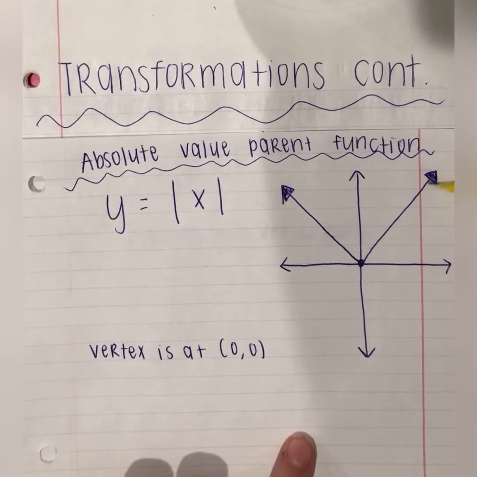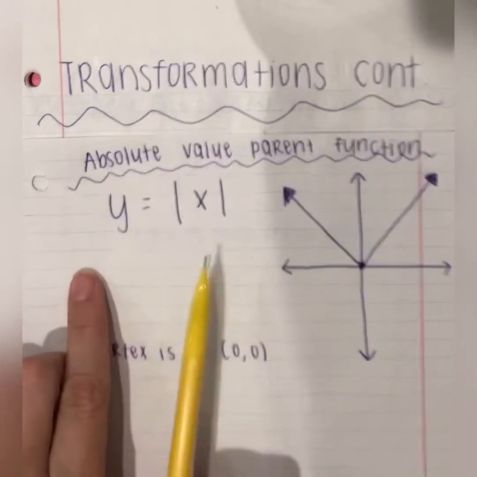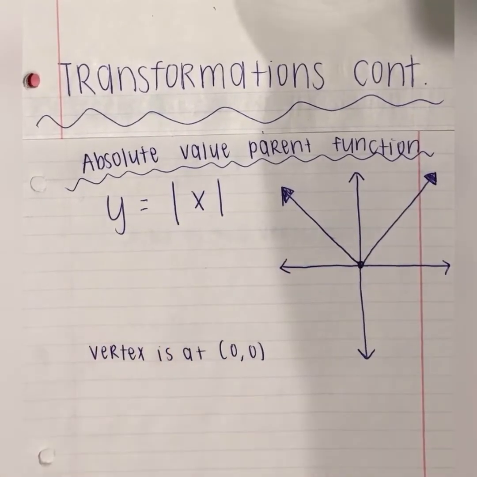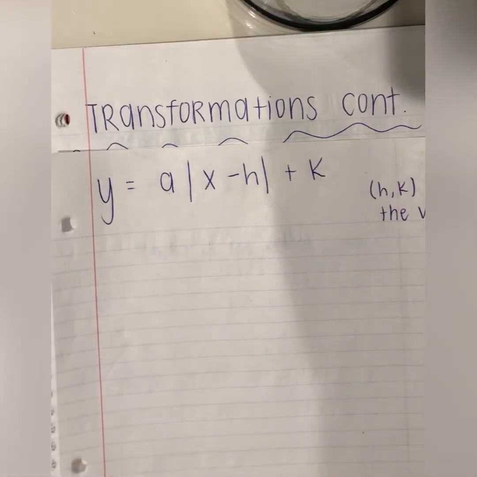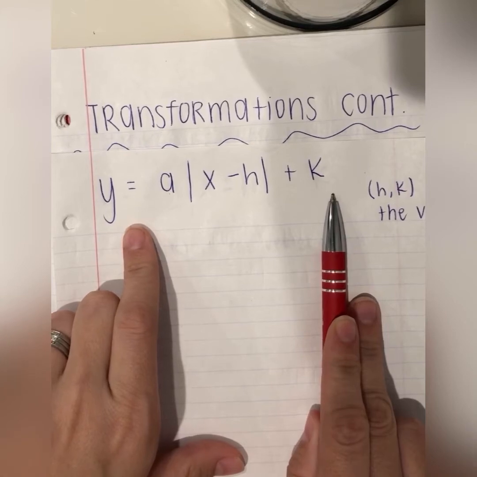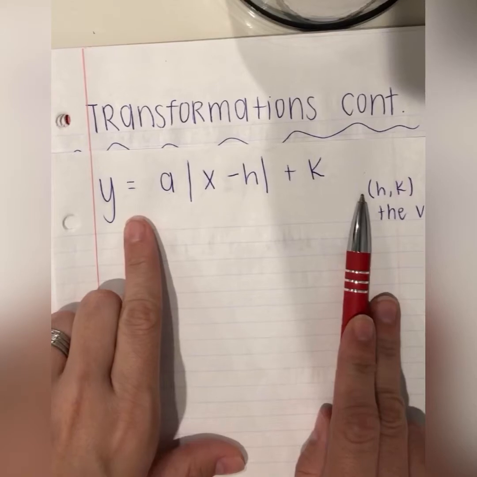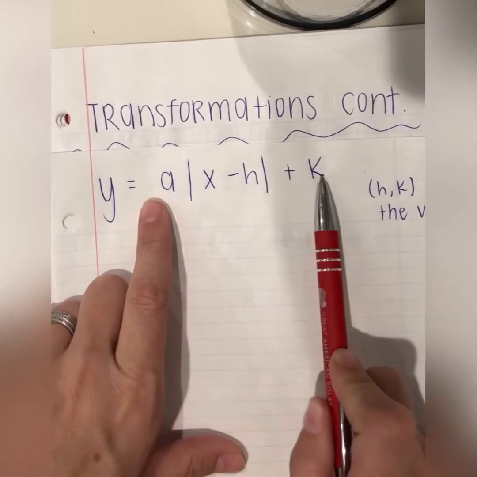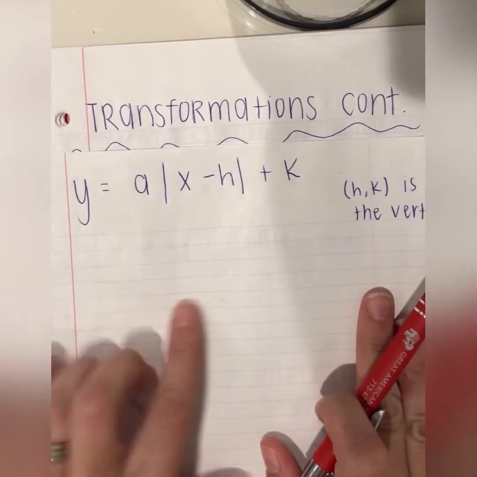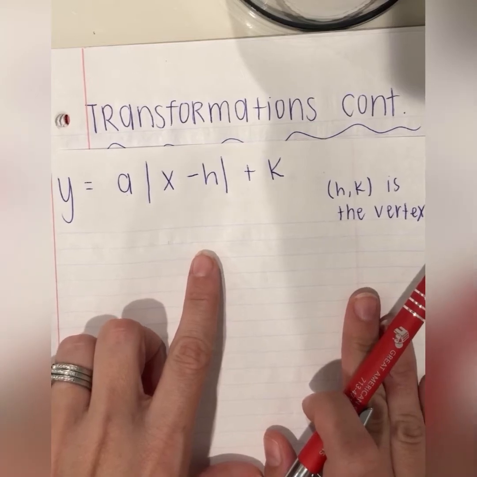If you notice, the vertex right here is at 0, 0, at the origin. So any change to this equation, the parent function, is a transformation. Alright, so this is our standard form for absolute value equations. Okay, this is how you'll most often see it, but instead of a, h, and k, you'll have numbers there. So h and k represent our vertex.